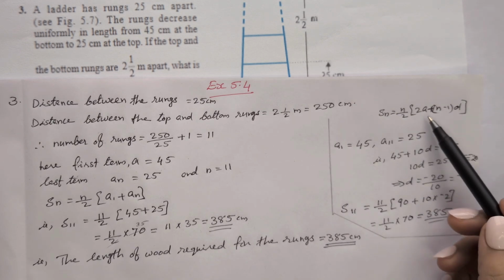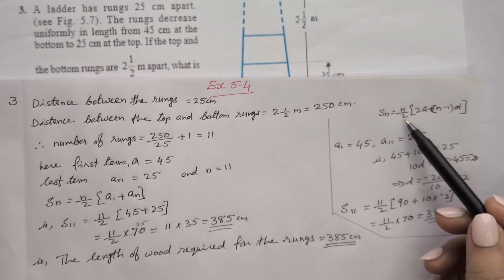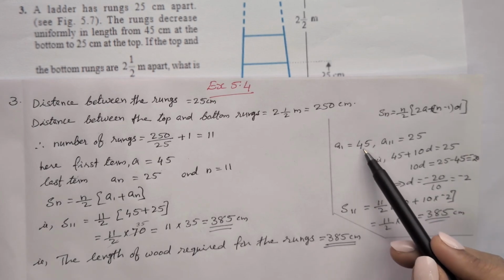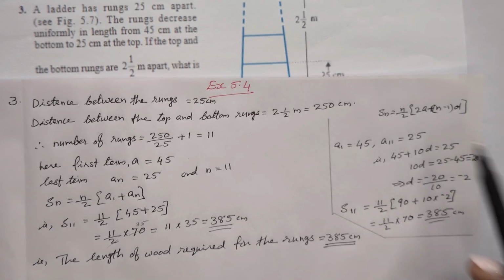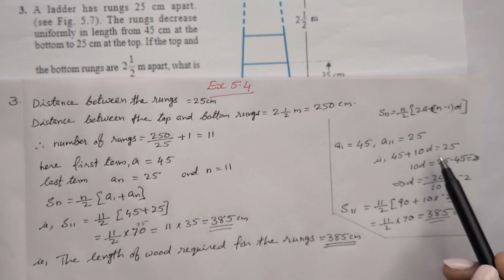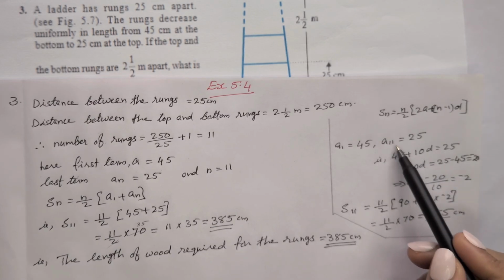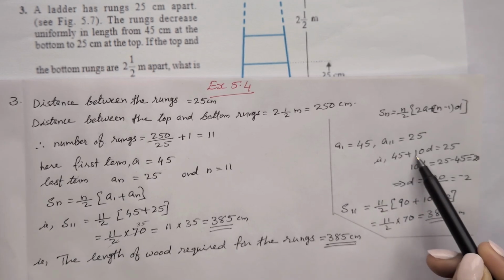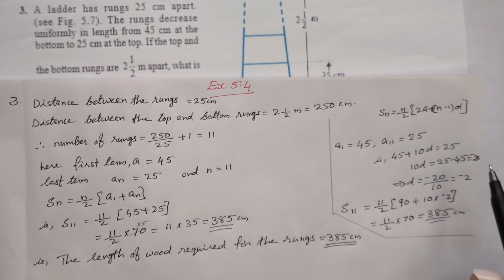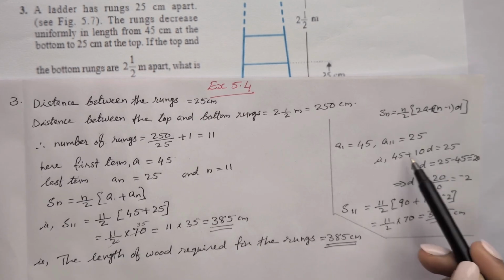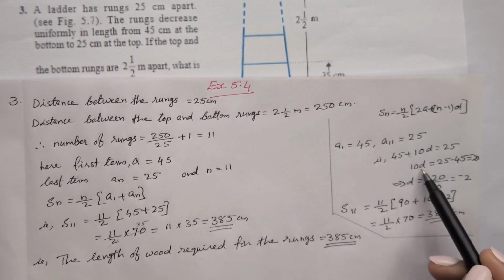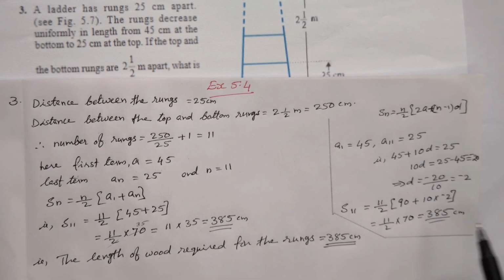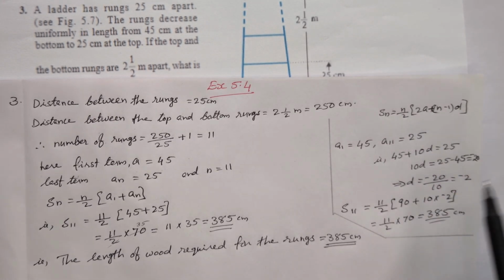Same thing, this method also, using the formula Sn is equal to n by 2 into 2a plus n minus 1 into d. Here first term 45, last term 25. From that we have to find d, common difference. a11 means a plus 10d. a is 45. So 45 plus 10d is equal to 25. From that 10d is equal to 25 minus 45, that is minus 20, and d is equal to minus 20 by 10, minus 2. Then put the values in that formula.